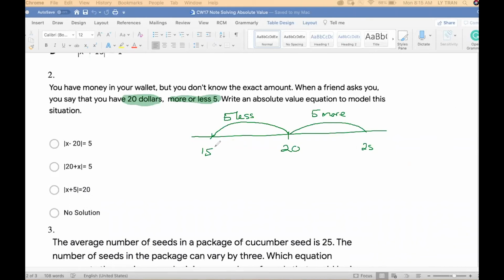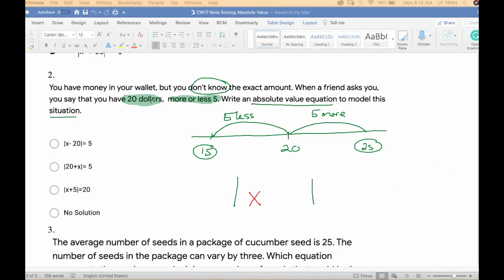But again, they're not asking you to solve. If they ask you to solve, boom, this is your answer. But they want you to write an absolute value equation to model this situation. So again, my unknown money, I don't know. You don't know, right? That's your variable. So that's just going to be x.